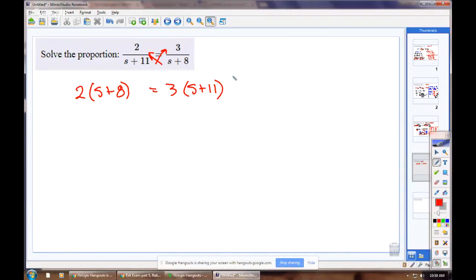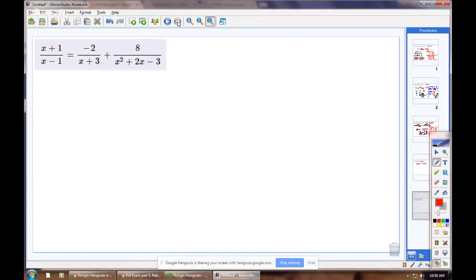If it's not a proportion, you can't apply the cross product. So you can either stick with the same method all the time with the LCD, or if it's a proportion, you have this method here. So I think you can continue that from there. Let's move on to another. All right, this one's a bit of work. X minus 1 is factored, x plus 3 is factored, but x squared plus 2x minus 3 is not.